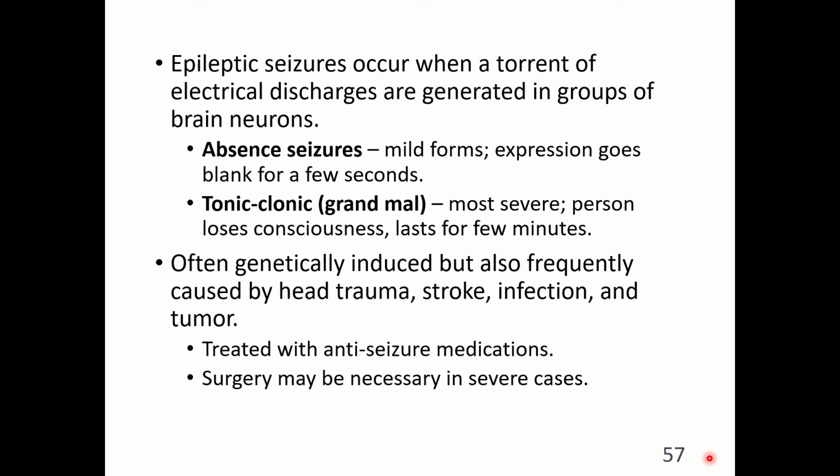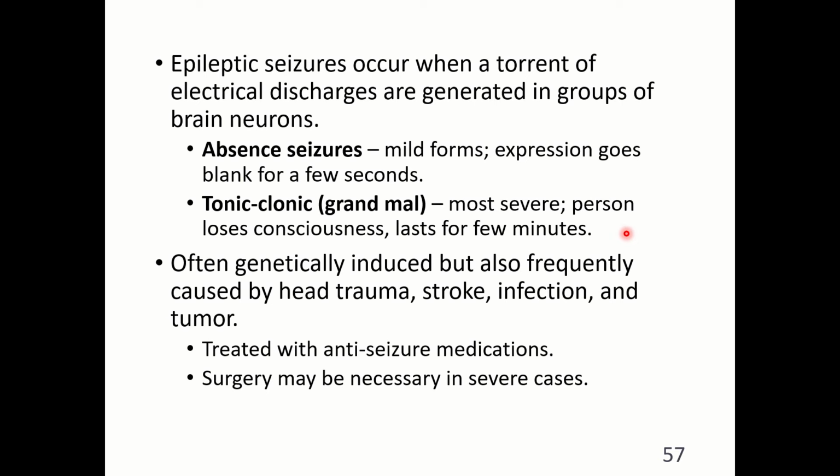Absent seizures are mild forms, and they are indicated by the expression going blank for a few seconds. In a tonic-clonic or grand mal seizure, this is the most severe type. A person loses consciousness, and this can last for a few minutes. This can be very dangerous because as the person is seizing, their body is heating up, and this can lead to brain damage as the brain heats up as well.